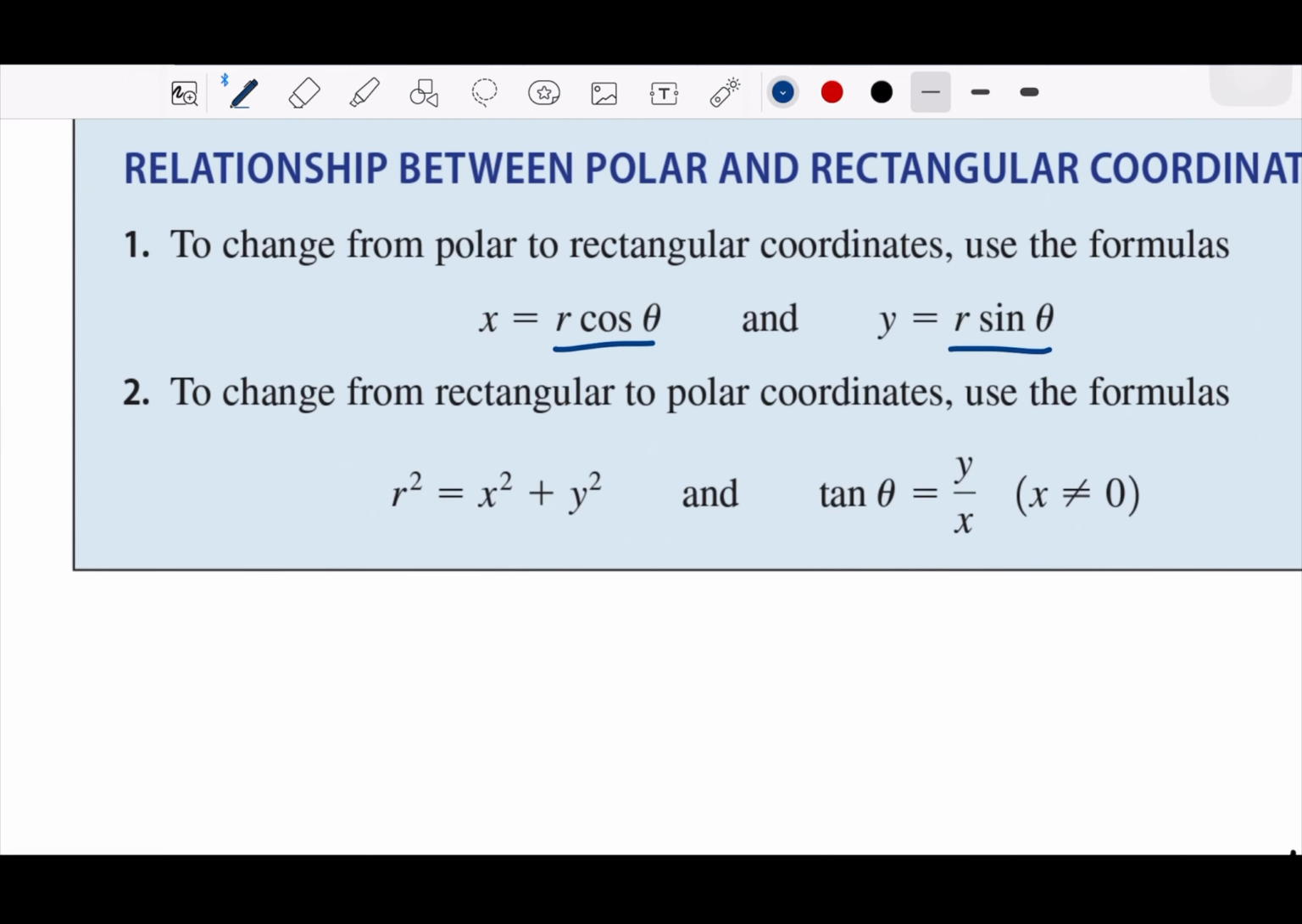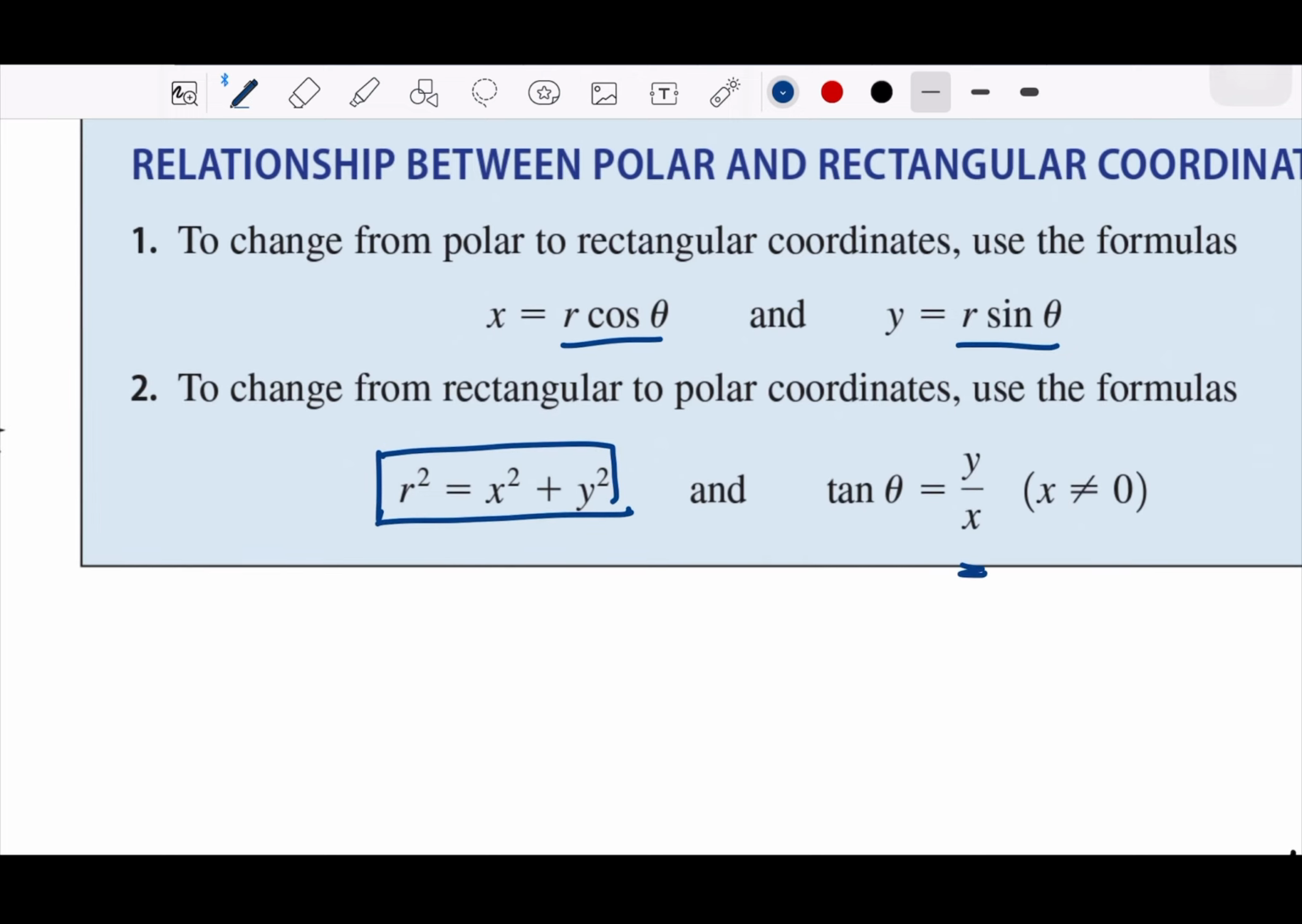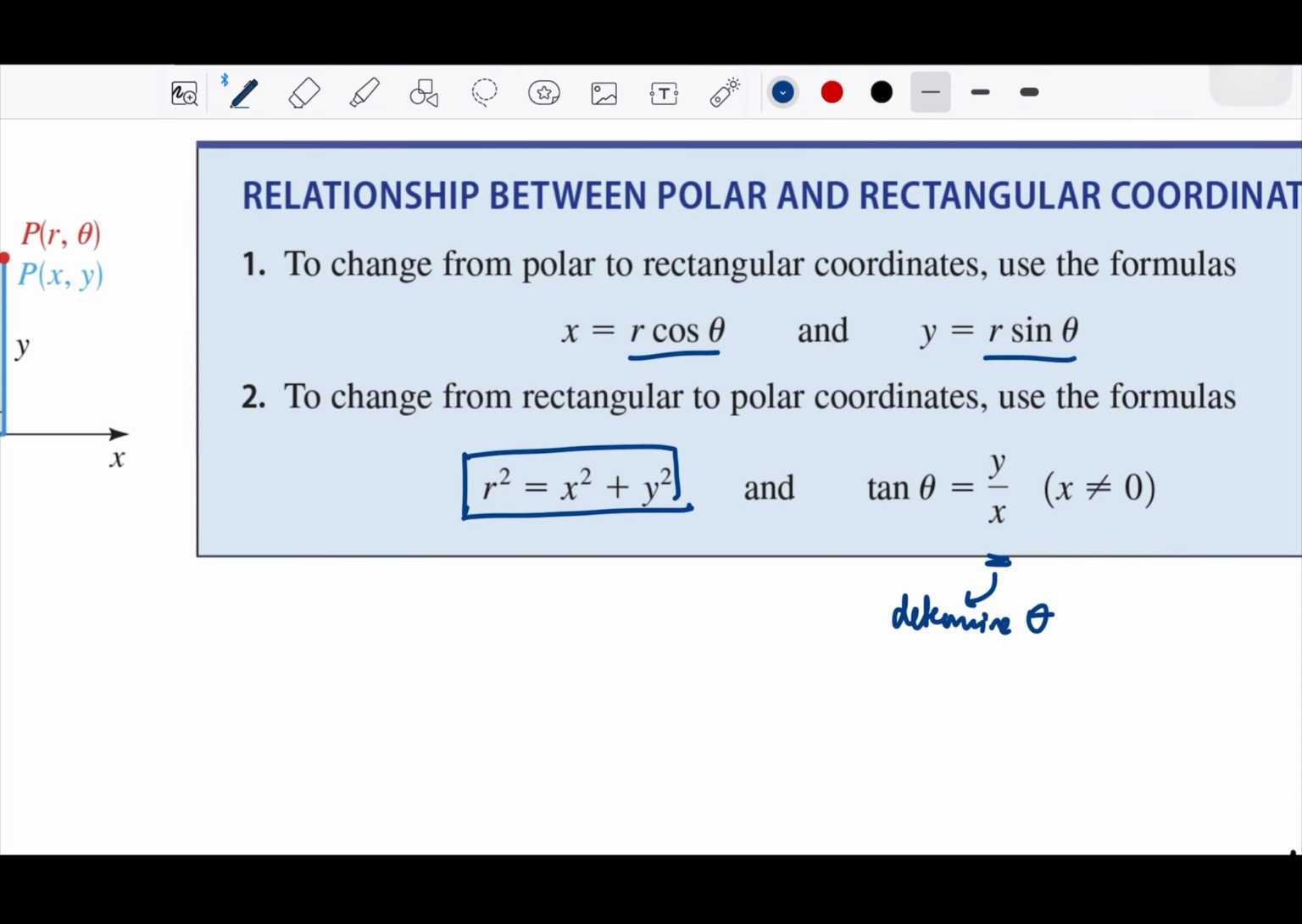And from the rectangular to polar, we could relate to the circle equation like this one, and then relate that tangent theta is y over x. This y over x will determine theta through the tangent. Okay. Perhaps we could take some time for examples.